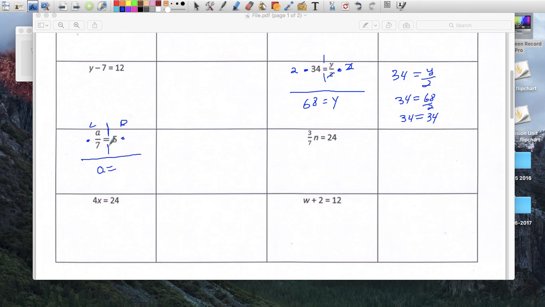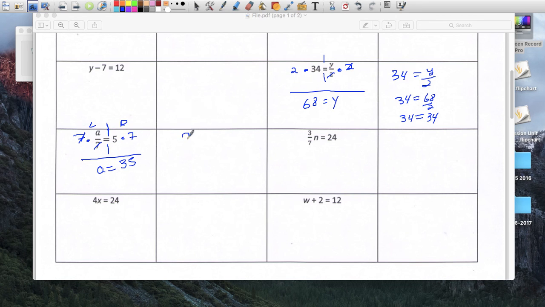And the opposite of division is multiplication. And we're going to multiply by 7 on both sides. And by 7 over here. So on this side, it's easy. 5 times 7 is 35. And this 7 on the numerator and this 7 on the denominator end up canceling each other. They become 1. And I'm left with just a.